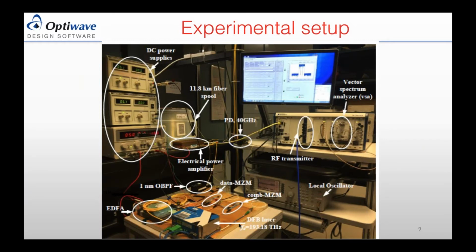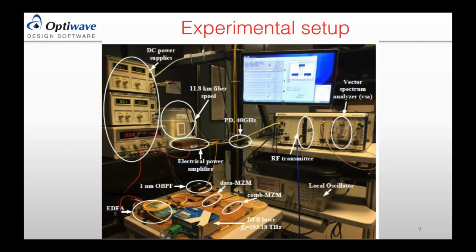Then it will go to the first Mach-Zehnder modulator, where we have the 11 gigahertz coming from the local oscillator signal, and then we bias the first, or the comb, Mach-Zehnder modulator by a DC supply. The signal will travel to the second Mach-Zehnder modulator, which is the data modulator, where we insert our data from the National Instruments transmitter, and then we set the biasing point to the quadrature point.